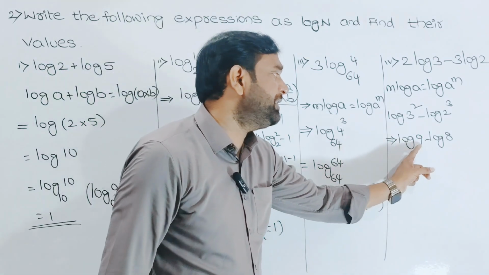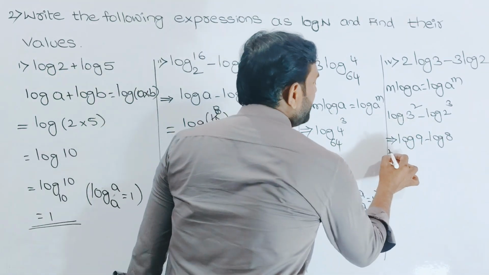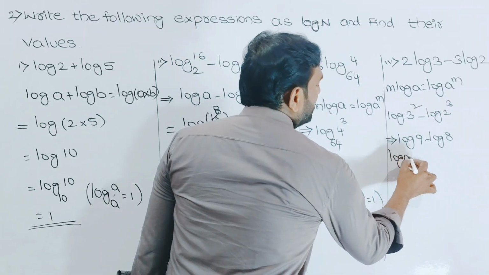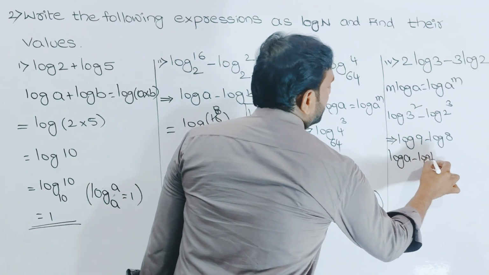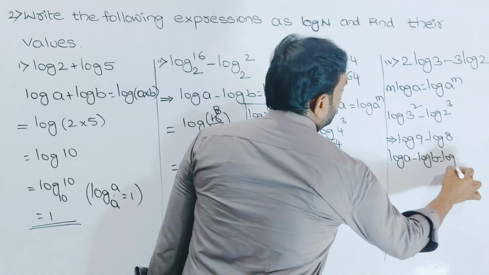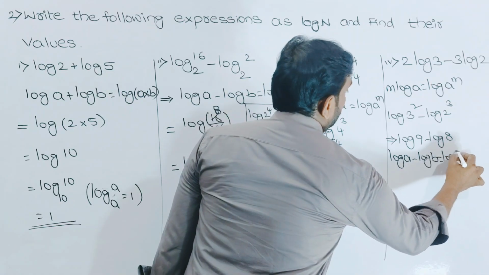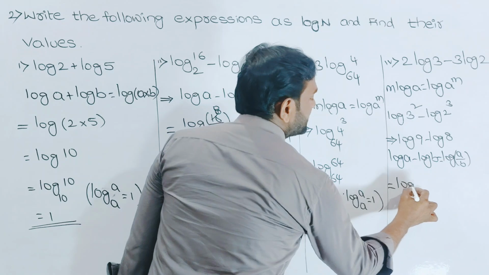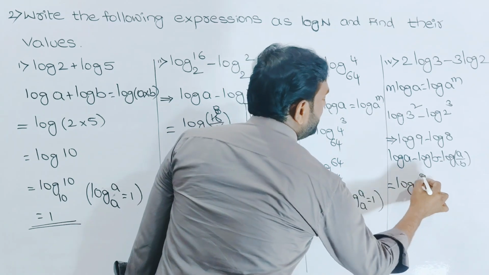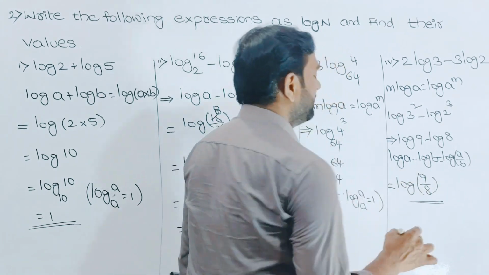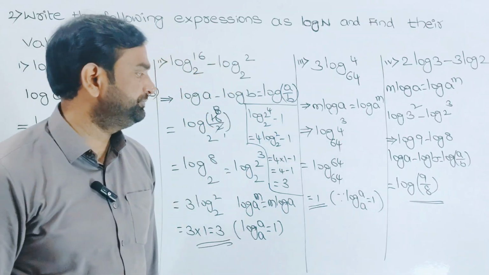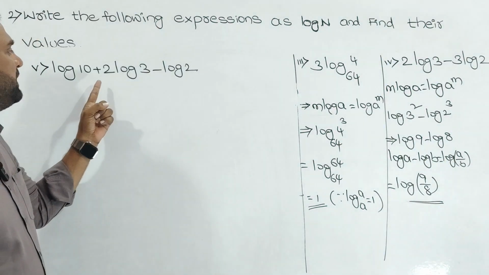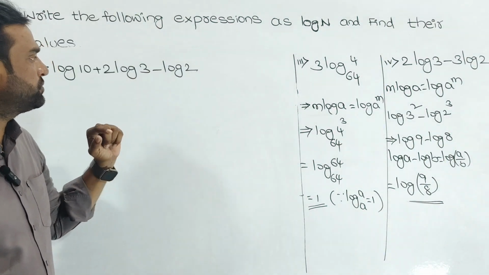Now here, log a minus log b. What is the formula for log a minus log b? Log a minus log b equals log a by b, right? Log a by b. So log 9 minus log 8 can be written as log 9 by 8. Log 9 by 8.